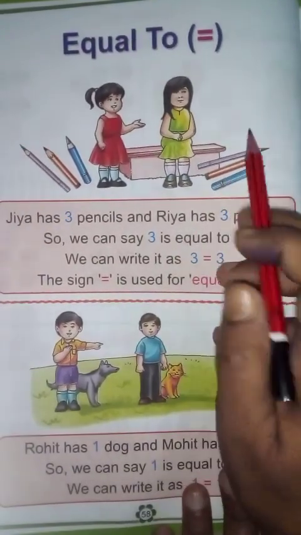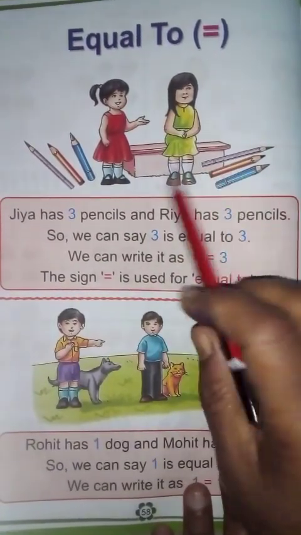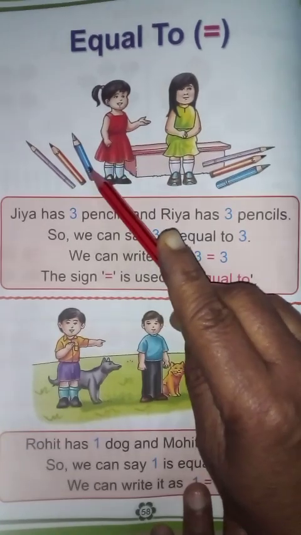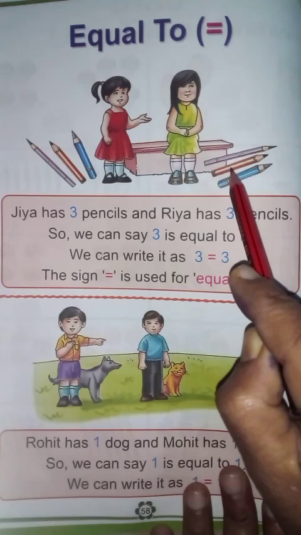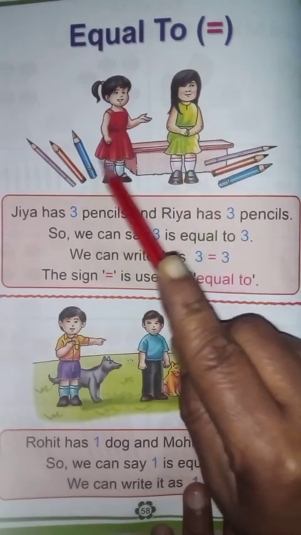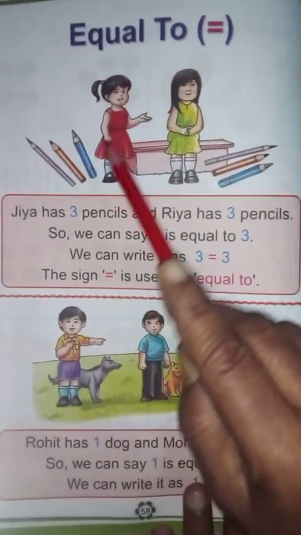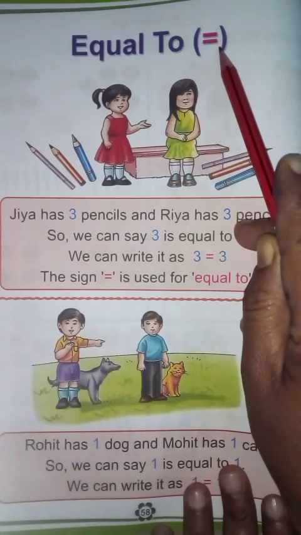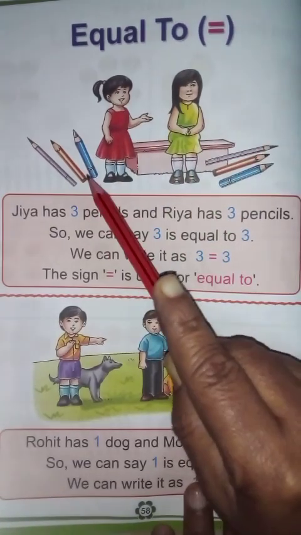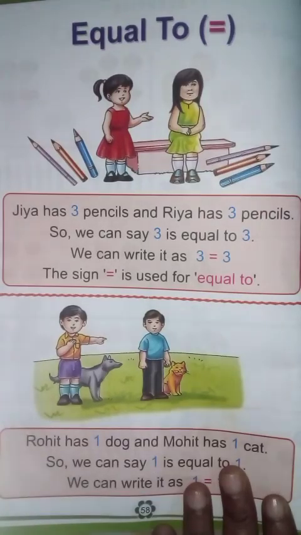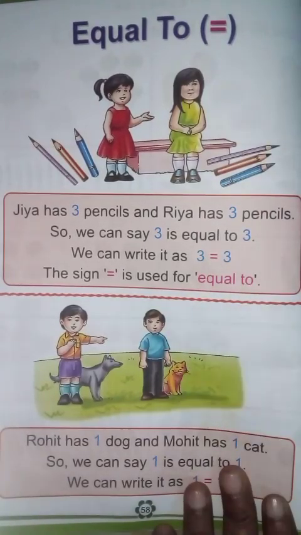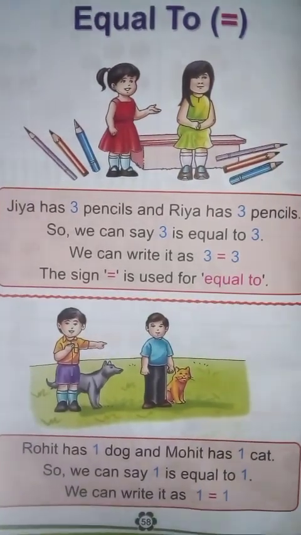Equal to. Equal to also we have taught them. See, this girl is having 3 pencils, 1, 2, 3. And this girl is having 3 pencils, 1, 2, 3. Both sides are equal. This is the equal to sign. When we see that both sides are the same, then we put the equal to symbol. Now let us do some exercises.